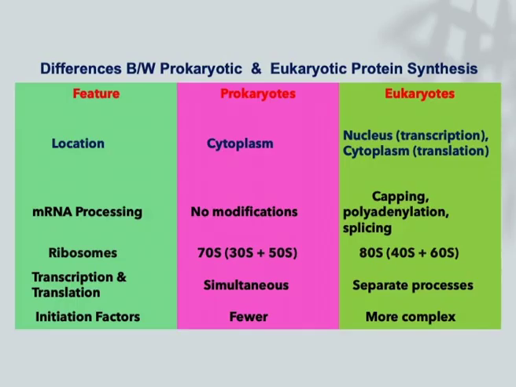Then mRNA processing. In prokaryotes, no modifications are observed, but in eukaryotes it is a very complex process: capping, polyadenylation and splicing. Ribosomes in prokaryotes are 70S, but in eukaryotes they are 80S. Transcription and translation occur simultaneously in prokaryotes, but in eukaryotes they are separate processes, because the nucleus is different from the cytoplasm.